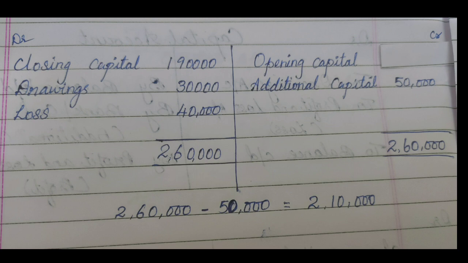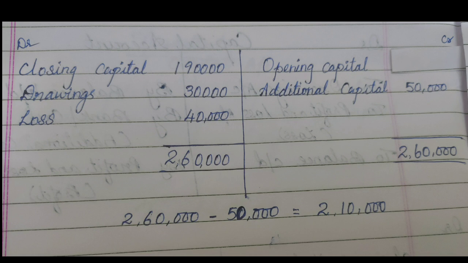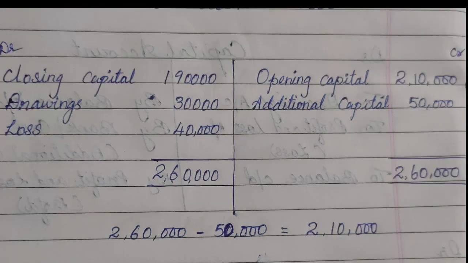And on the credit side, opening capital is not given. Keep the place empty and move towards the next entity, additional capital 50,000. Here profit cannot be found because we have already incurred a loss. At the end, you balance both the sides. So on your debit side, you get 2,60,000, and on your credit side, you get only 50,000. 2,60,000 minus 50,000 will be 2,10,000, which is the balance of opening capital. So write 2,10,000 under opening capital. Now you got the opening capital amount.